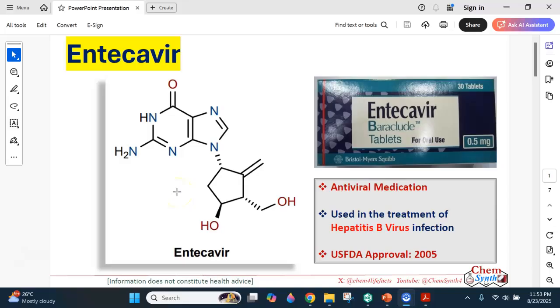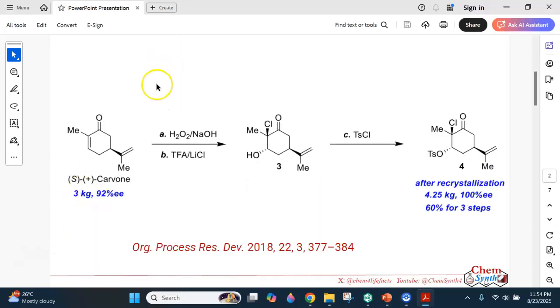This molecule was discovered by Bristol Myers Squibb pharmaceutical company. The drug molecule got US FDA approval in the year of 2005. I will discuss pilot scale production route of the molecule as described in the OPRD journal in 2018. The synthesis starts with S-carvone as the starting material.